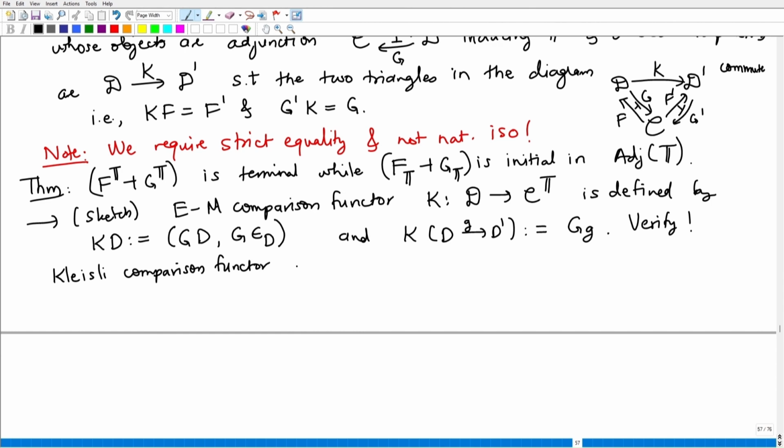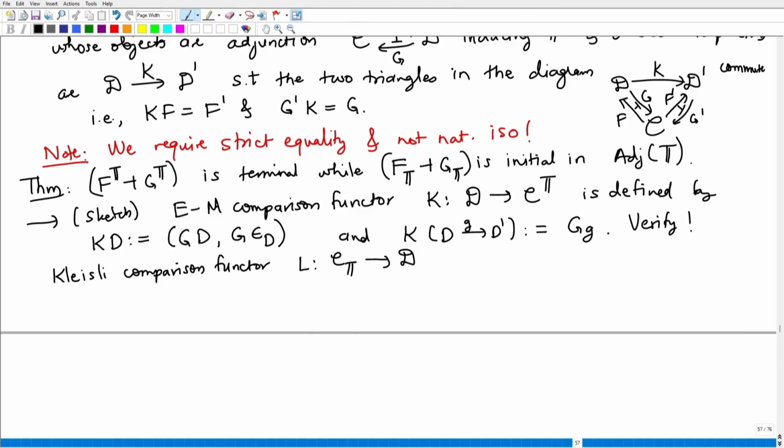C lower t, correct. So L from C lower t and 2D. That is what we have to define. So what do you have to verify? Like for the EM comparison functor, you need to verify that this is indeed a morphism and this is the only morphism. There can't be any other morphism because it's a terminal object. So existence and uniqueness. We are giving existence, you verify uniqueness.